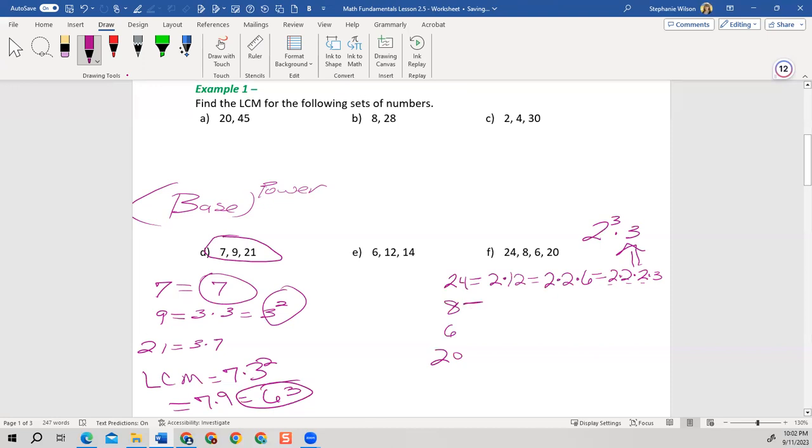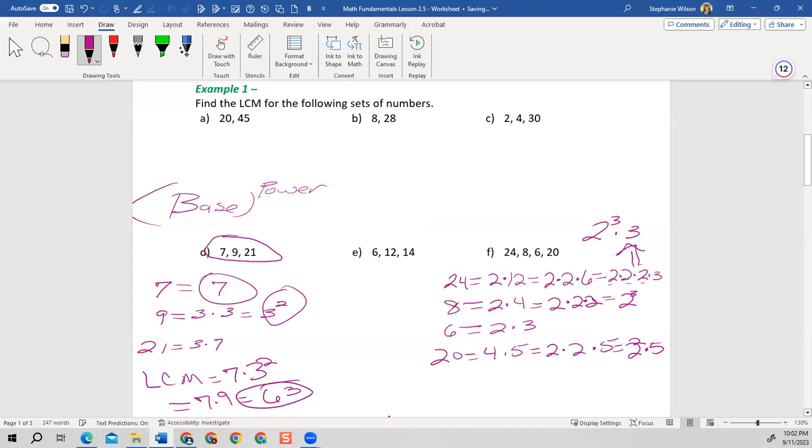Now, let's do 8. 8 is 2 times 4. 4 is not prime, so let's break it down. We know 4 is 2 times 2. And since there are 3 twos here, we got 2 cubed. 6 is 2 times 3, and they're both to the first. 20 is 4 times 5. 4 is not prime, but 5 is. So let's break 4 down: 2 times 2 times that 5, which is seen as 2 squared, because there are 2 of them multiplied together, times 5.